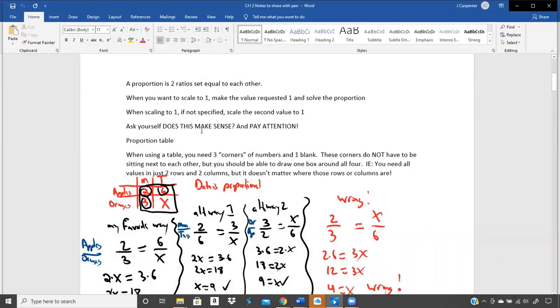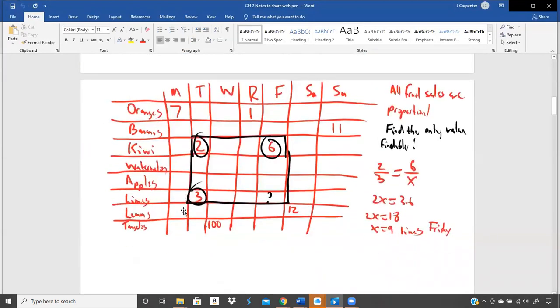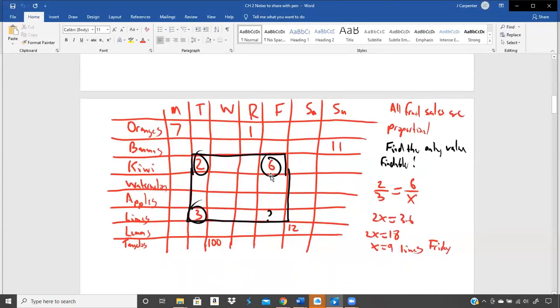But we said the wonderful thing about a proportion table is that they don't have to be all just sitting next to each other to set up the fraction equal to a fraction and cross multiply. There can be giant gaps between them, and very often they are in the problems that we have to do.